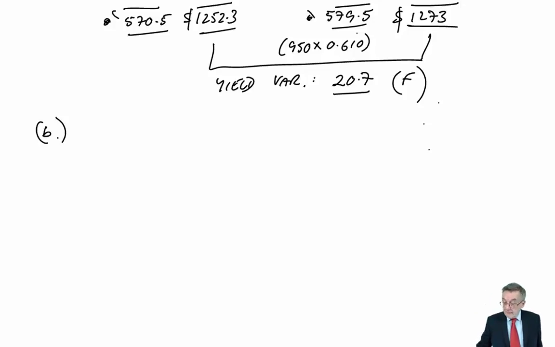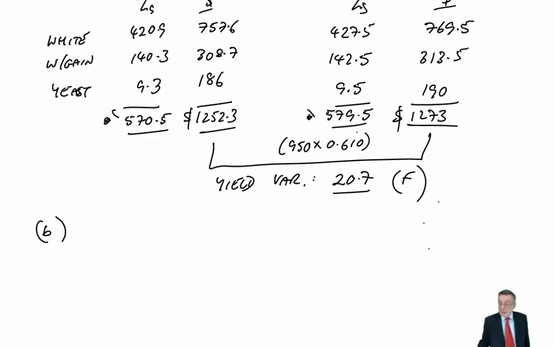So forget the figures we ended up with. Yet again, the yield variance, in fact, is favourable. What would it mean if it was adverse? It would mean that we were putting in too much material, too much flour, too much yeast, for the number of loaves that were actually produced. Or put it the other way around, for the material we put in, we weren't getting enough loaves out.